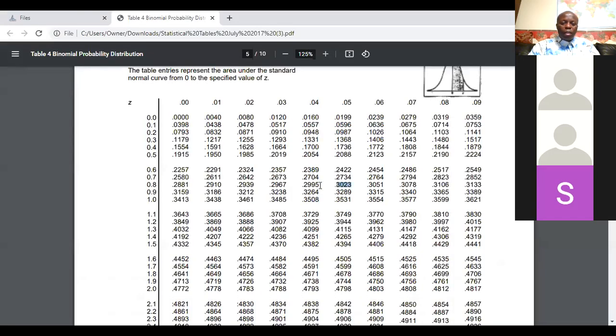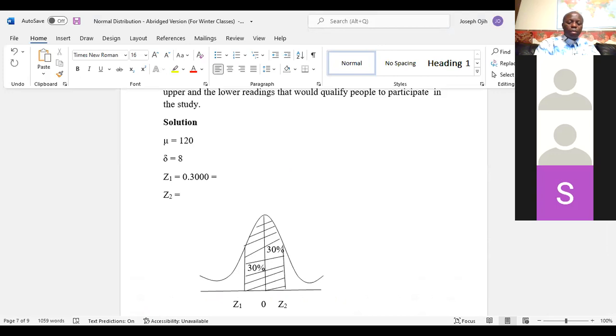So that it is here to the left, 0.8, go up 4, so 0.84. So Z is 0.84. Now, because Z1 is on the left side, we're going to make it negative 0.84.